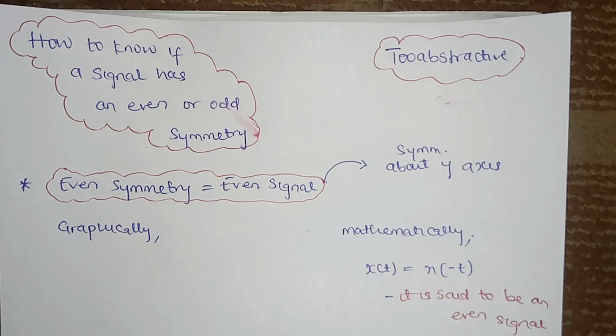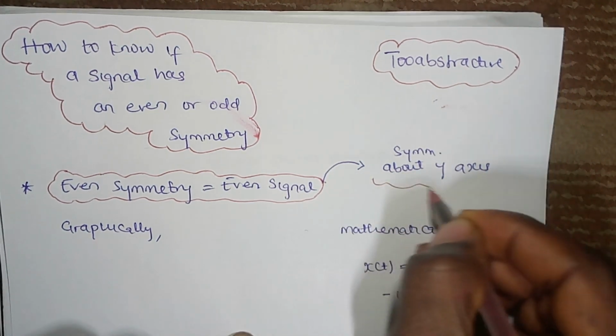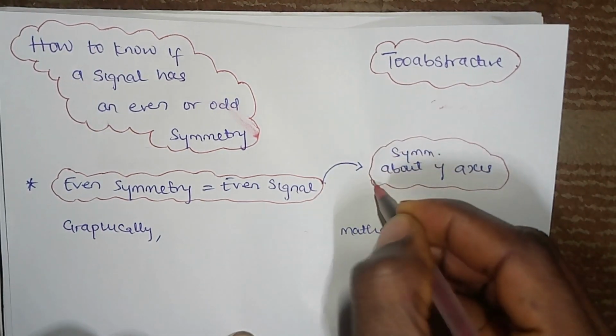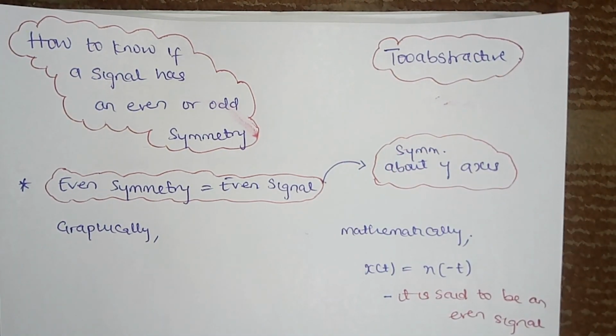Now, the first step to this is that an even signal has even symmetry, and it is symmetrical about the y-axis. That's the basic way you can identify an even signal. It is symmetrical about the y-axis.